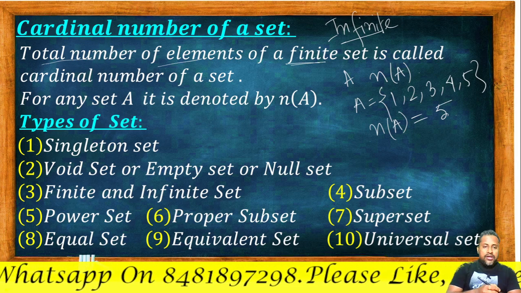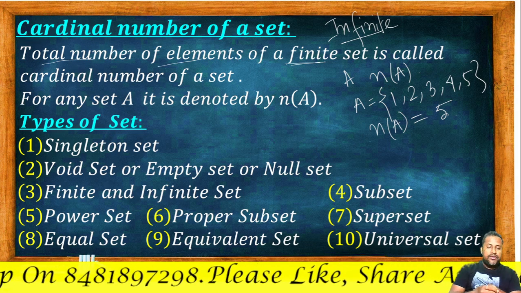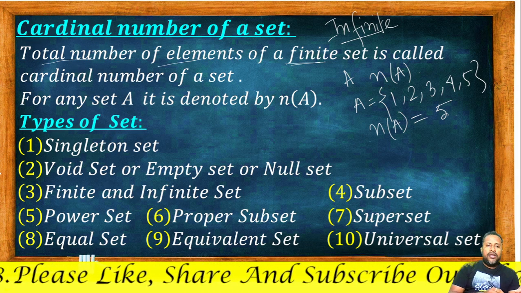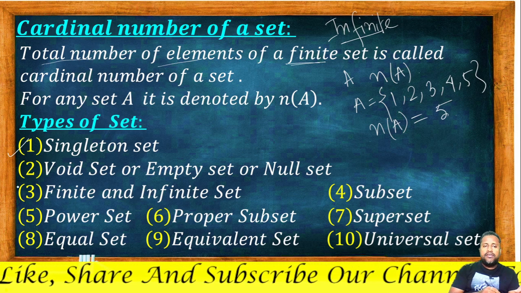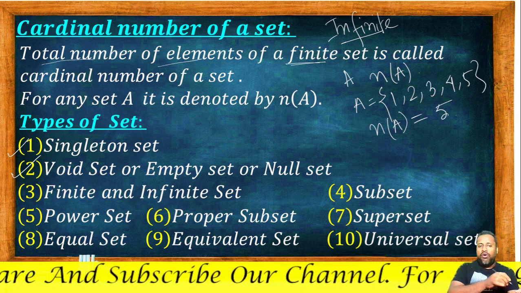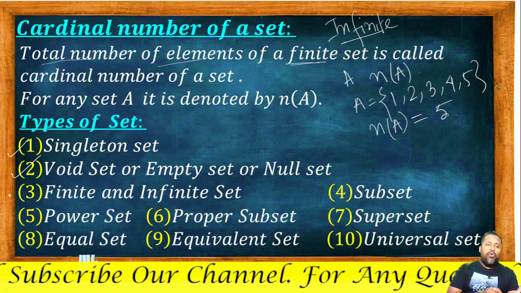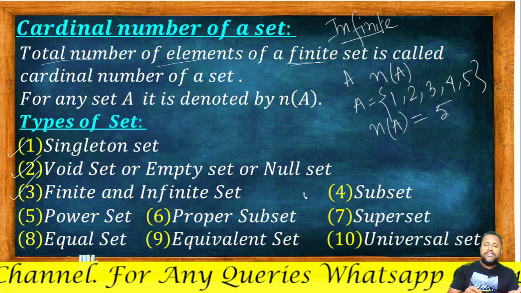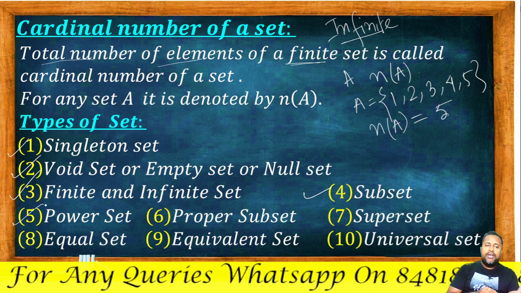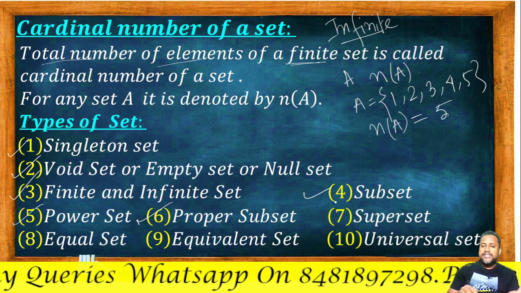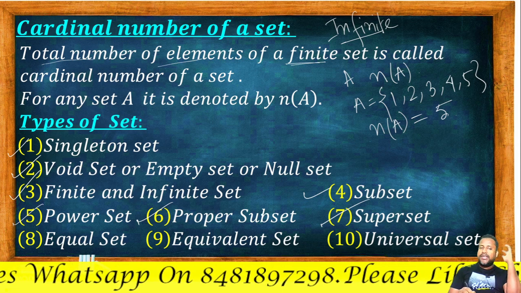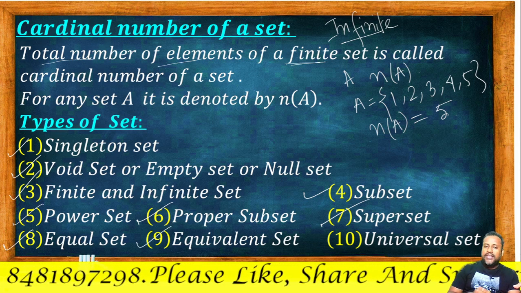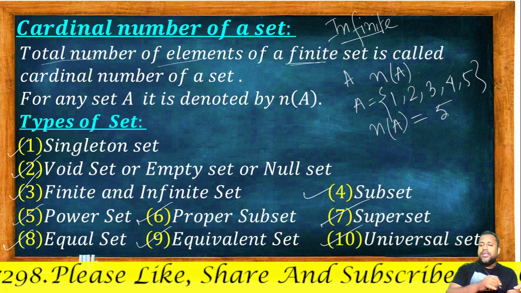Next, different types of set. In different types of set, we will read what is a singleton set, what is a void or empty set, what is a finite and infinite set, what is a subset, what is a power set, what is a proper subset, what is a superset, what is an equal set, what is an equivalent set, and what is a universal set.